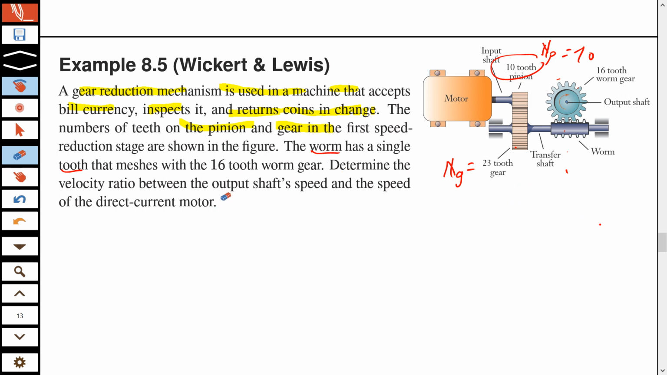Determine the velocity ratio between the output shaft speed and the speed of the direct current motor. So हमें क्या required है? Output shaft speed omega out, and we need to find out the ratio between omega out and the direct current motor speed, which is omega n. ये इनपुट स्पीड है, ये आउटपुट स्पीड है. We need to calculate this. Okay.